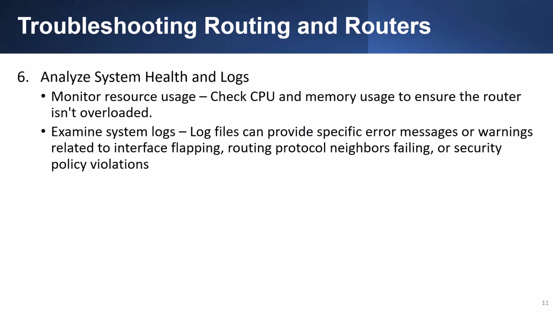Analyze system health and logs. Monitor resource usage. Check CPU and memory usage to ensure the router isn't overloaded. Examine system logs. Log files can provide specific error messages and warnings related to interface flapping, routing protocol neighbors failing, or security policy violations.